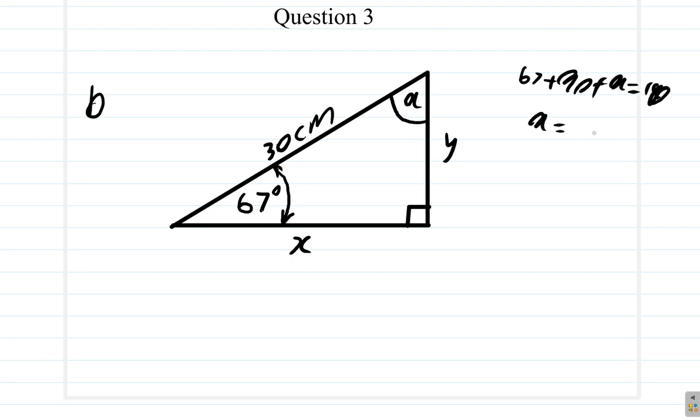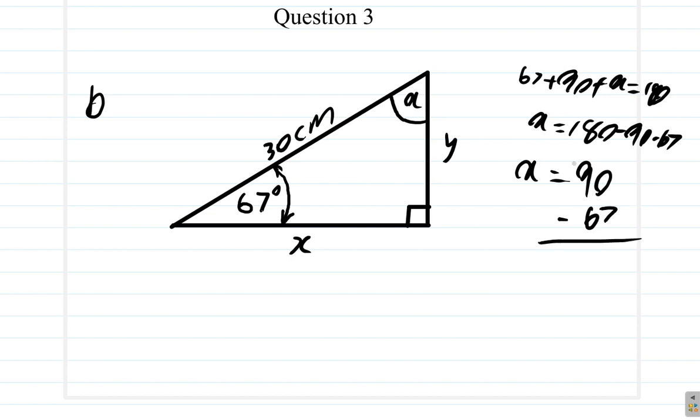So A would be 180 minus 90 minus 67. 180 minus 90 is 90. So 90 minus 67 is the angle there. I said 67, not 60. We borrow 1 from 9, we leave 8. 10 minus 7 is 3. 8 minus 6 is 2. So that angle would be 23 degrees. Alright? So the angle A here would be 23 degrees.